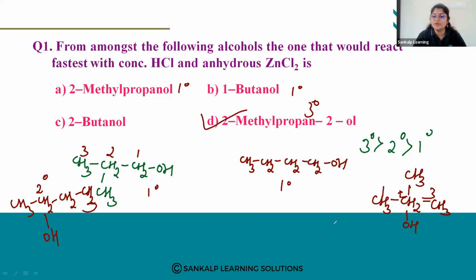Right, understood? So when we are seeing the reactivity of alcohols, what will happen? The tertiary will be more stable, then secondary, and then the primary. So this is the reactivity series. This is primary, the third option is secondary, and this is tertiary. Understood? I hope it is clear. So we'll go for the next question.